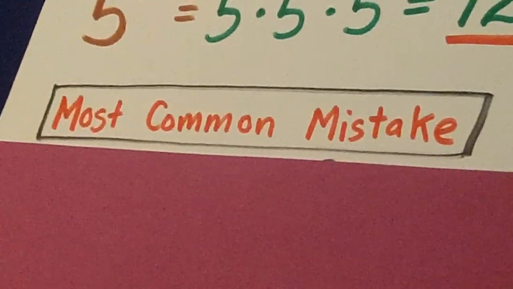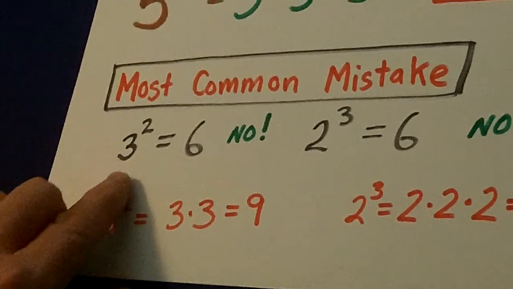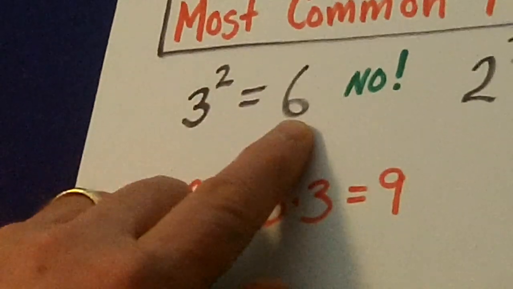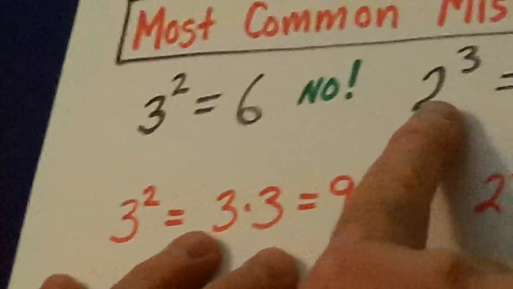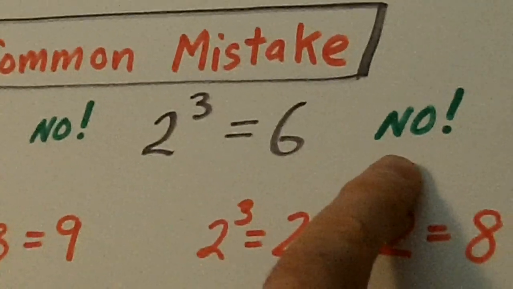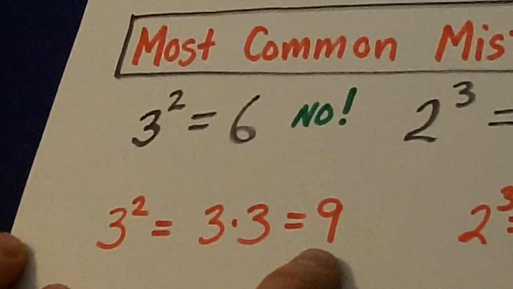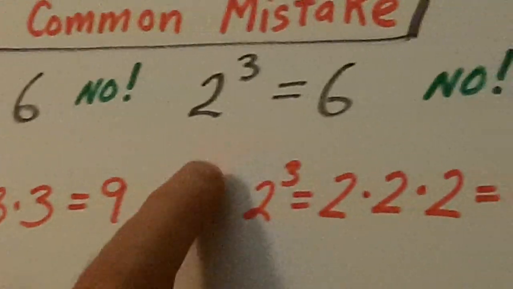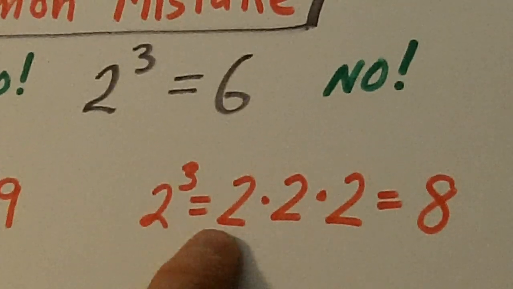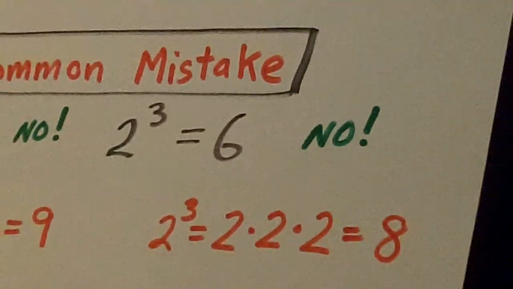And here's the most common mistake. Many kids, when they first learn this, they try 3 to the second power and they say 3 times 2 is 6. No. Or 2 to the third power is 6, like 2 times 3. No. Now, 3 to the second is really 3 times 3 is 9, not 6. And 2 to the third power is 2 times 2 times 2, which is 4 times 2, which is 8, not 2 times 3 is 6.